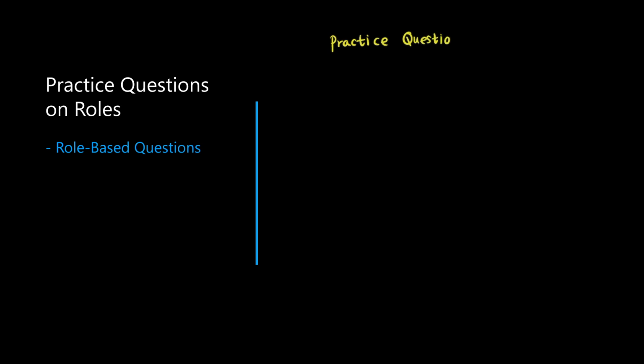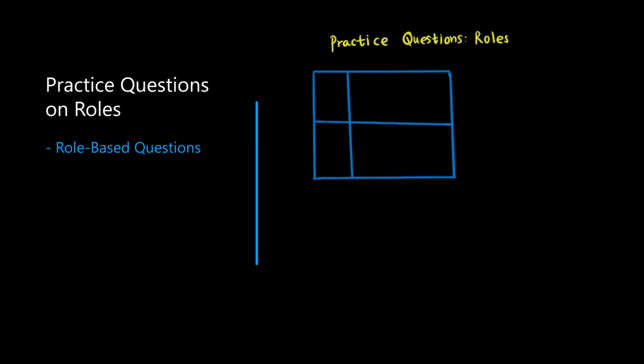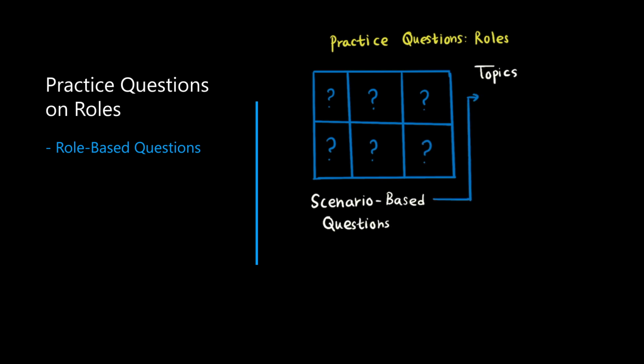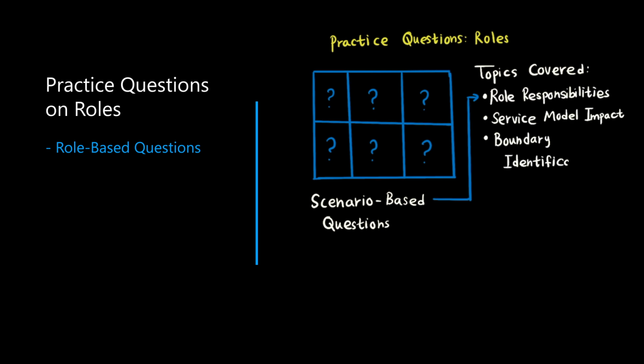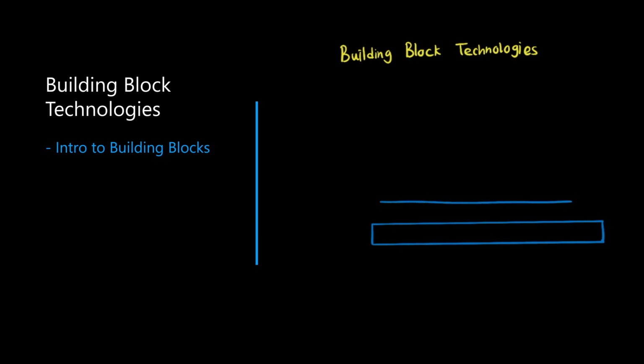Speaking of making informed decisions, those practice questions I created cover numerous scenarios involving these different roles and their interactions. You'll encounter questions asking you to identify which role is responsible for specific activities or how responsibilities change across different service models. Working through these questions will help you internalize these concepts and recognize the patterns that appear on the actual exam. Now let's explore the building block technologies that make cloud computing possible.